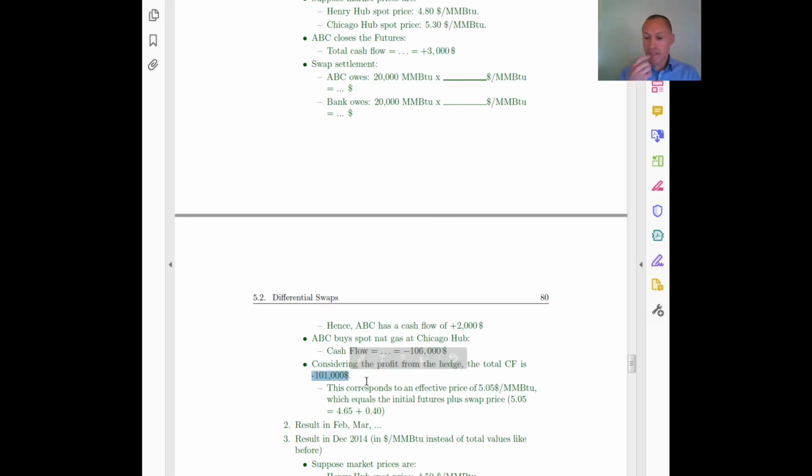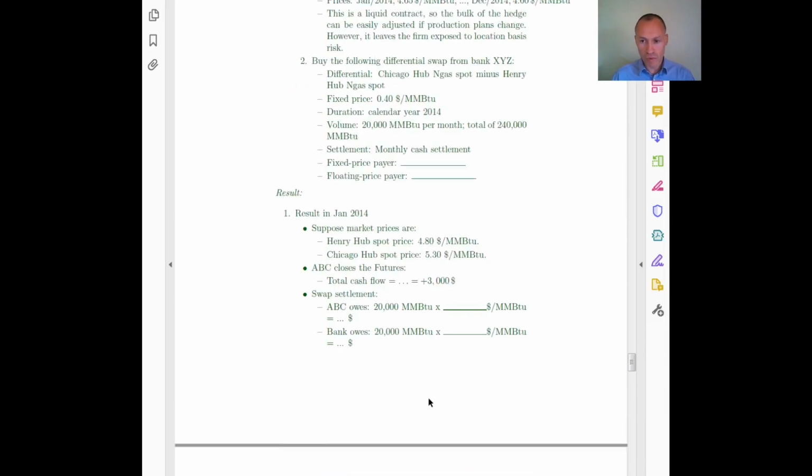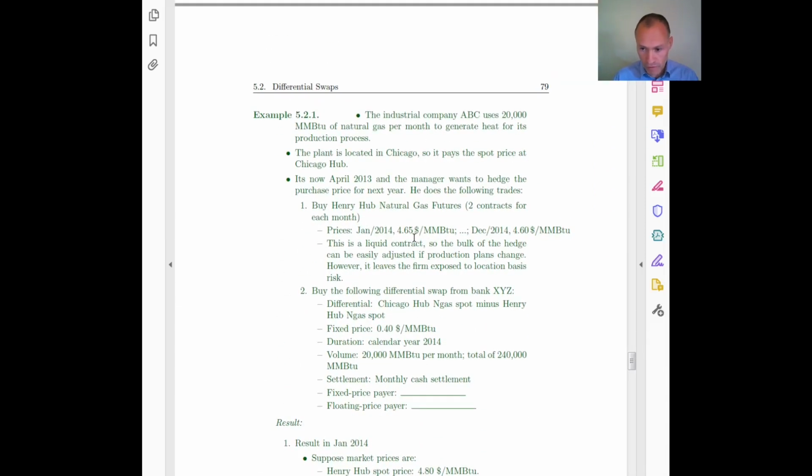If I divide this by the total quantity of gas that I'm buying, the 20,000 million BTUs, this gives me a net effective price of 5.05 per million BTU, which is exactly what we were expecting, the 4.65 plus 0.4. So the hedge worked.